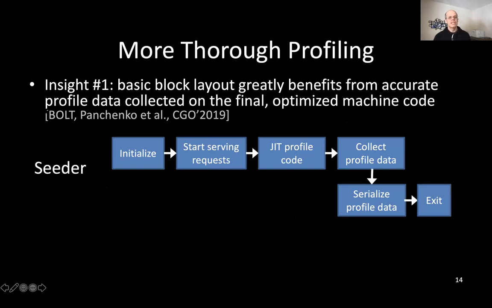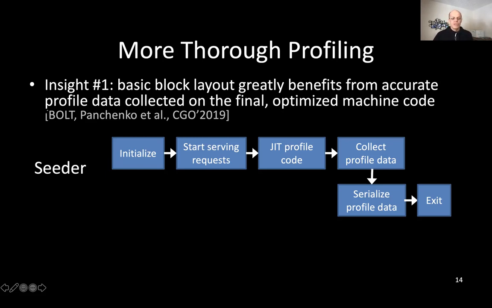The first one is what is called basic block layout. This is an optimization that we observed in our prior work on the BOLT binary optimizer, presented at CGO a couple of years ago, that it highly depends on the quality of the profile data. So it can benefit a lot from very accurate profile data that's collected on the final optimized machine code. We already had this optimization in the HHVM JIT, but the profile data that was used to guide the code layout of the optimized code was derived from the profiling code, which looked very different and didn't have all the optimizations and had more instrumentation and so on.